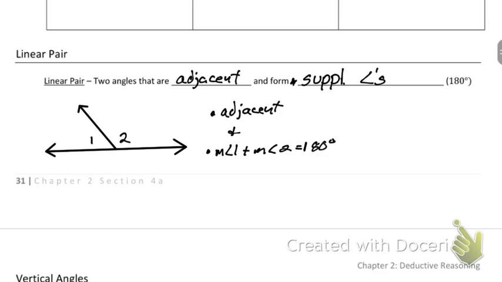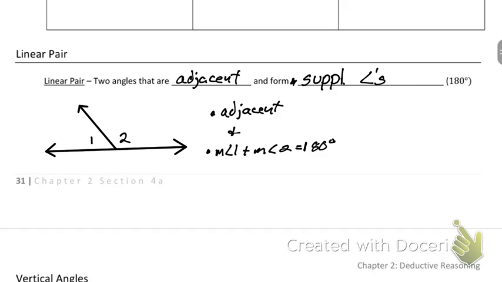Do just supplementary angles need to be adjacent? Just shake your head up or down, no? No, they do not. Do linear pairs have to be adjacent? Yes, so I think of linear pairs as being the step up from supplementary. You have supplementary angles, and then if they're adjacent, you can also call them linear pairs.